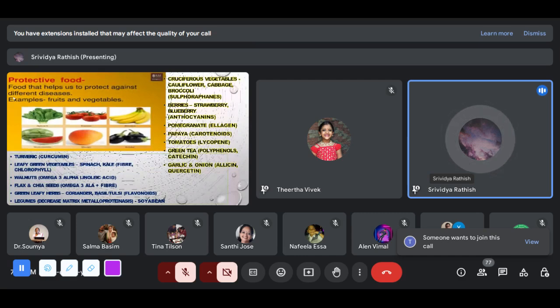Okay, this is the most important part of the webinar. These are all the protective foods that we have to choose on a daily basis. Given in this slide are all the vegetables, fruits, and ingredients which are protective against cancer in various forms. These act against cancer in mainly three methods.